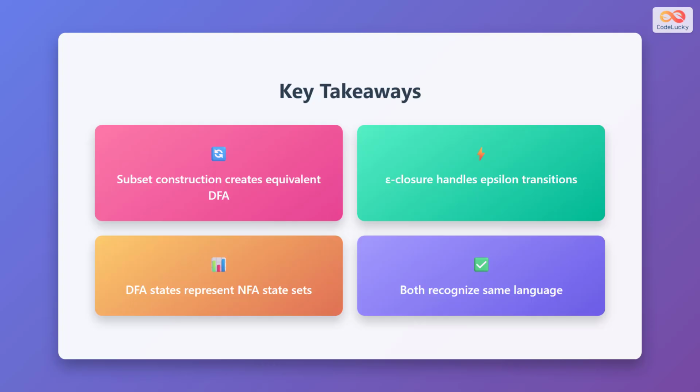To summarize, the subset construction algorithm creates a DFA that is equivalent to the original NFA. Epsilon closure is essential for handling epsilon transitions in the NFA. Each state in the DFA represents a set of states from the NFA. Most importantly, the resulting DFA and the original NFA recognize the same language.